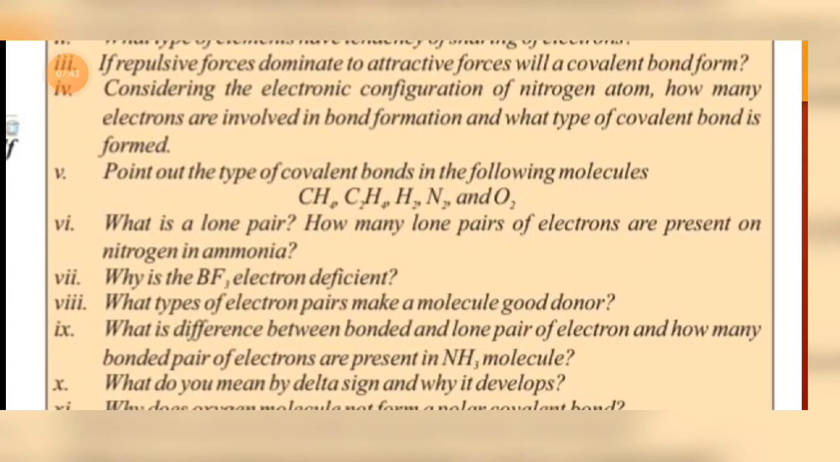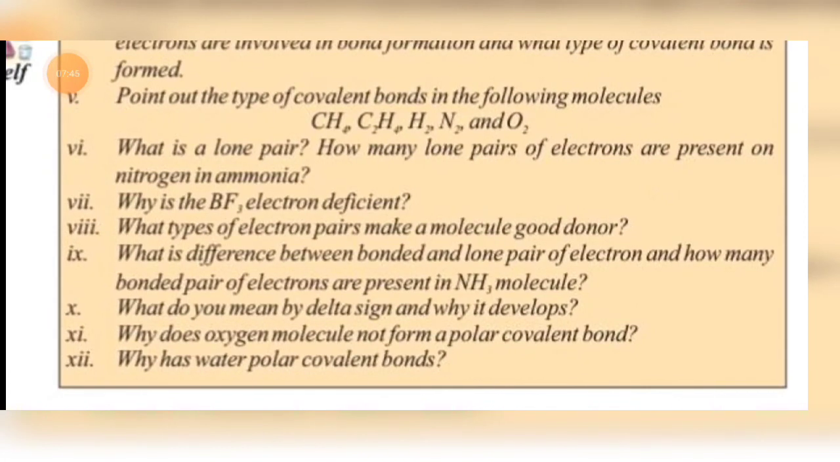What do you mean by delta sign and why does it develop? Well, the delta sign indicates partial positive and negative charge, and it develops due to the electronegativity difference between atoms in a covalent bond. Why does the oxygen molecule not form a polar covalent bond? Because in the O2 molecule both oxygens have equal electronegativity values, and they have no electronegativity difference. That's why it is a non-polar, true covalent compound.